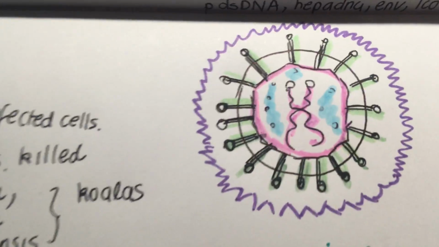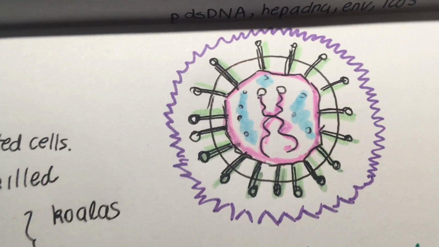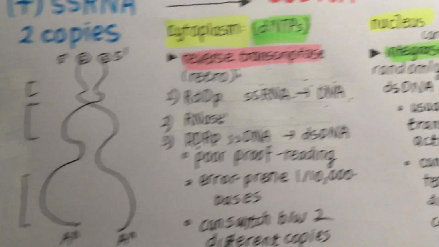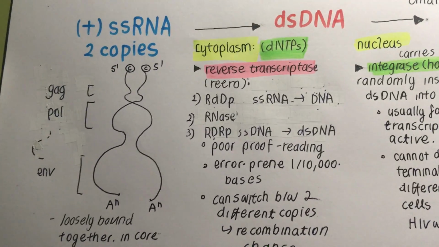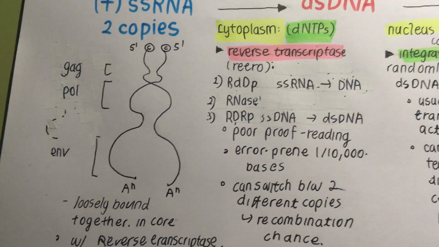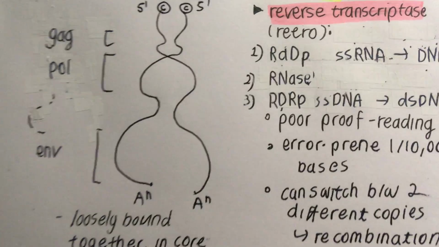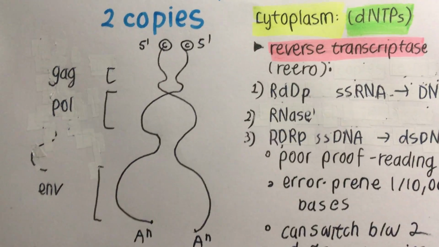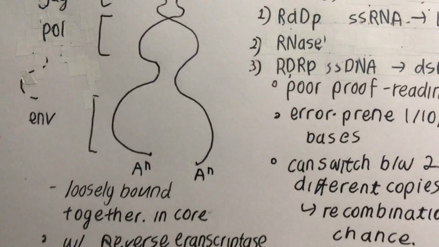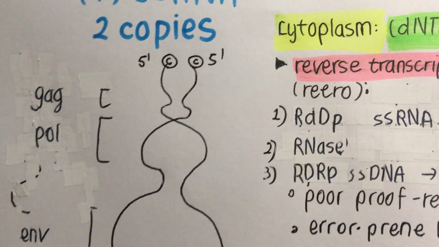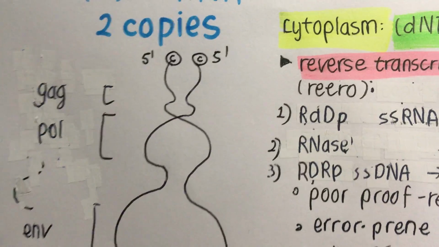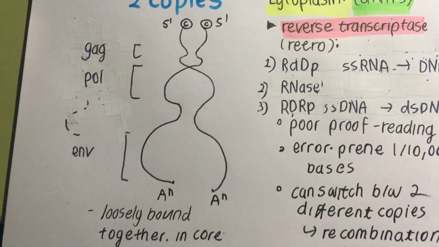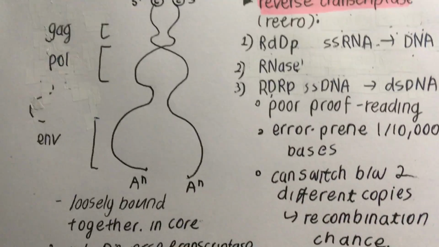And this is the structure of a retrovirus in short, and you can clearly see that you have two copies of the single-stranded RNA in its genome. It has a 5' cap for both and a poly A tail. They are loosely bound together near the 5' end, and there is also a binding site for tRNA.